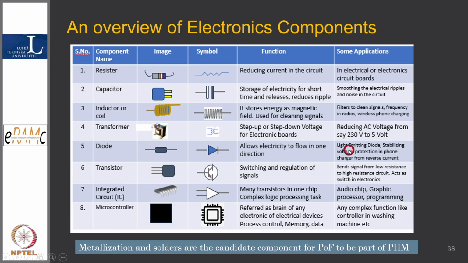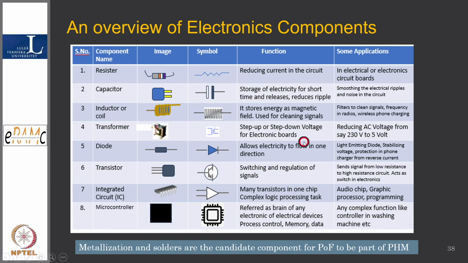A light emitting diode generates light. Diodes are also used for stabilizing voltage, in a voltage stabilizer, and for protection in a phone charger. Imagine if the current starts flowing in the reverse direction: a 230 volt supply is connected here and a 5 volt device is connected. If the current becomes reverse, it may damage the device.